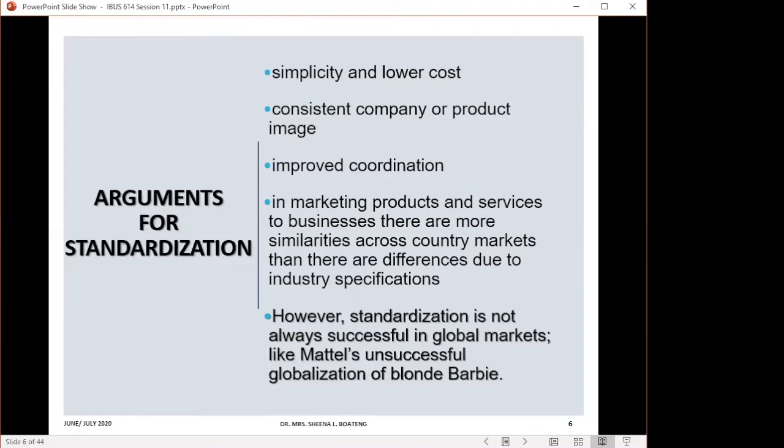Okay, so the literature has it that we can define standardization to the extent of allowing for minute forms of adaptation.